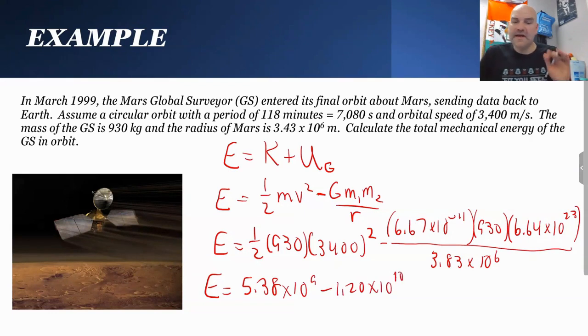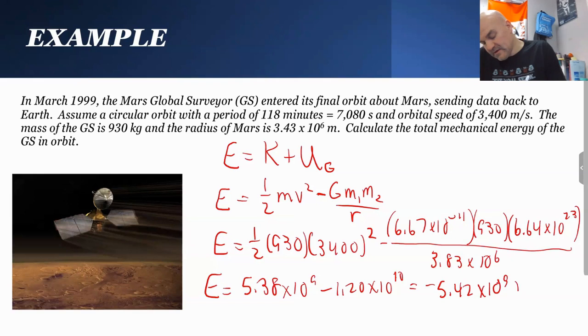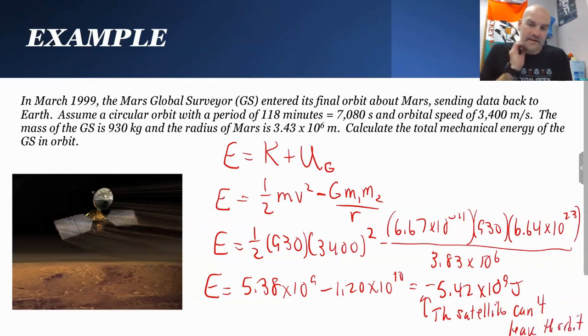This answer is going to be negative, and that's okay. It's going to be negative 5.42 times 10 to the 9th joules. What that negative sign means is that the satellite can't leave the orbit. That's what the negative sign means, and it's perfectly fine that we got a negative answer here.